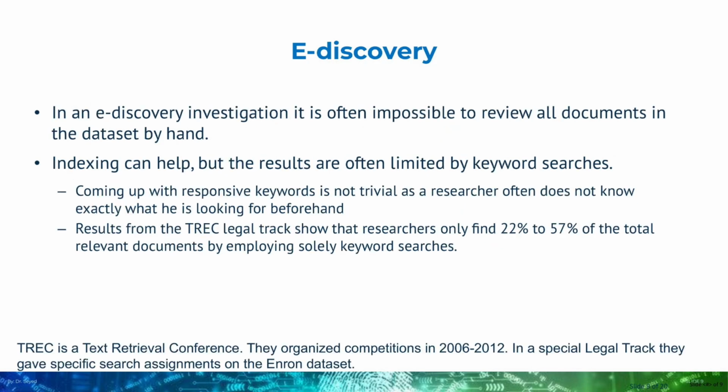Here is where traditional methods break down. When you have 1 million emails, manually reviewing every document is impossible. You try to use indexing and keyword searches, but the results are limited because researchers often don't know the exact keywords they need beforehand. The data from the TREC Legal Track, which tested this on the Enron dataset, showed that keyword searches only found between 22% to 57% of the truly relevant documents. That huge miss rate tells us we need a better system.